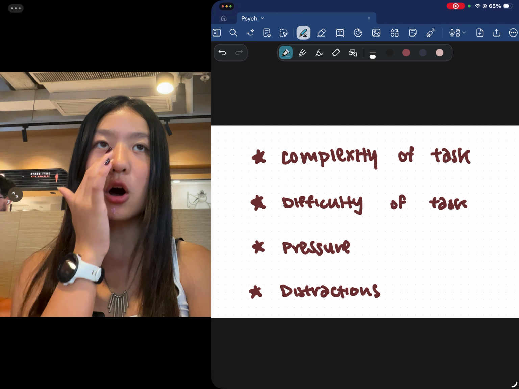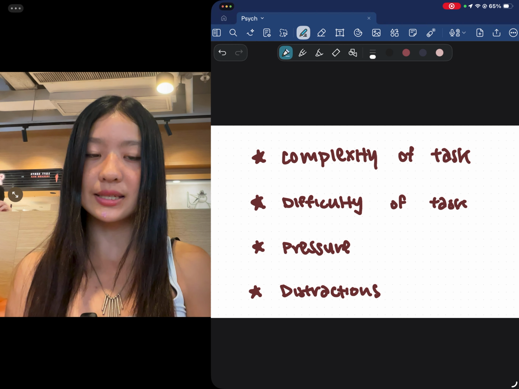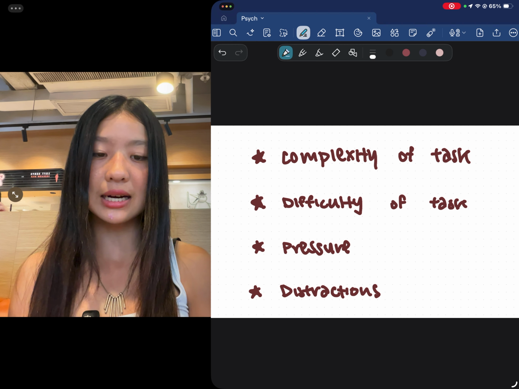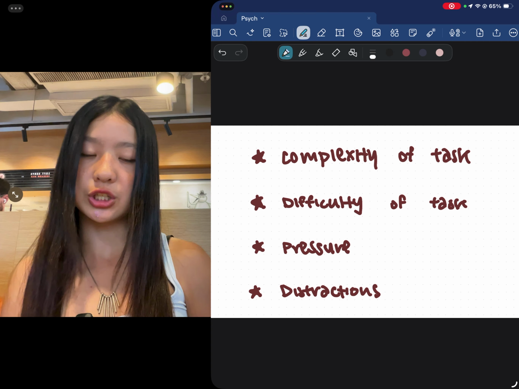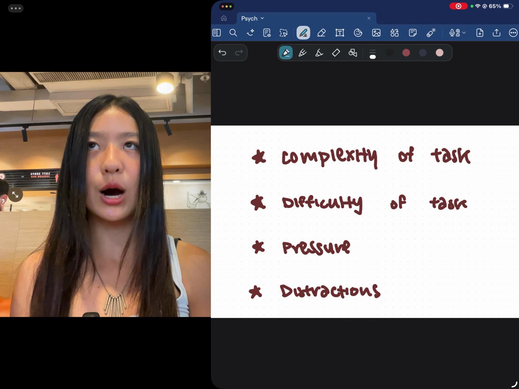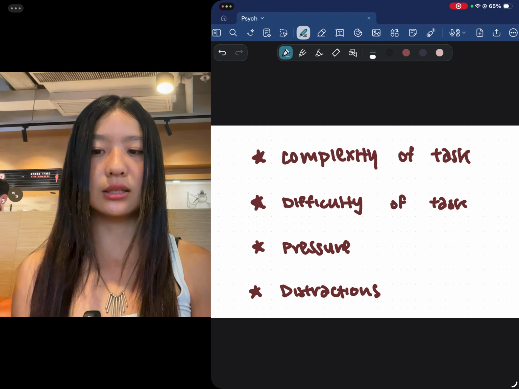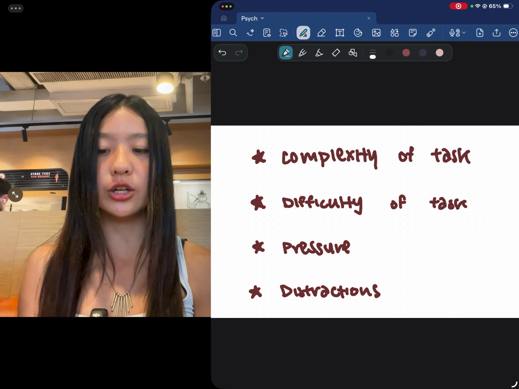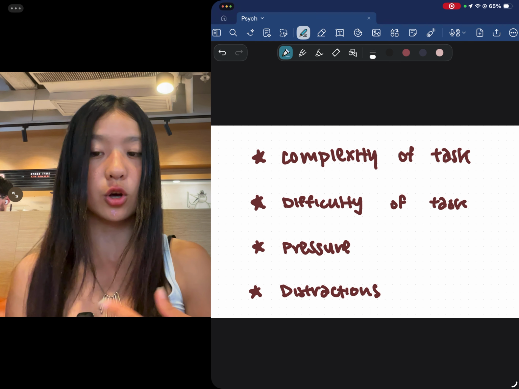So cognitive load can be increased through the complexity of the task, the difficulty of the task, pressure, and distractions around you. The complexity of the task is really just how deep or how complicated the task is. They might not actually be very difficult for you to do, but if there's a lot of different elements to it, your load can build up.